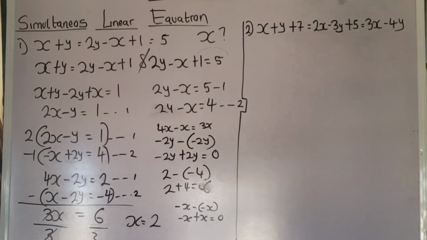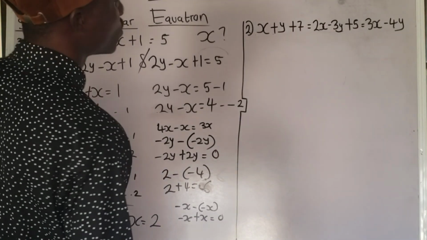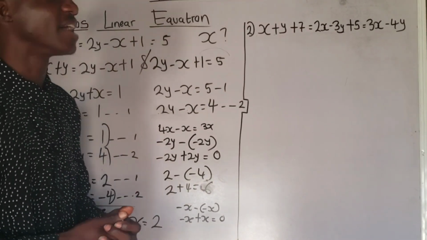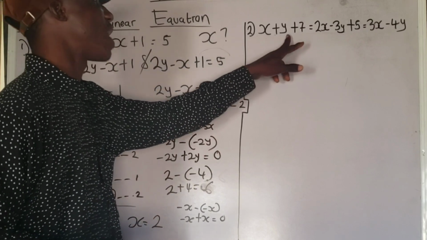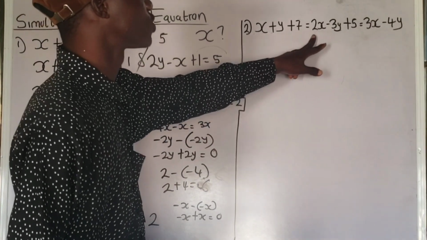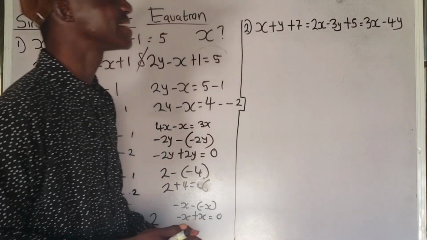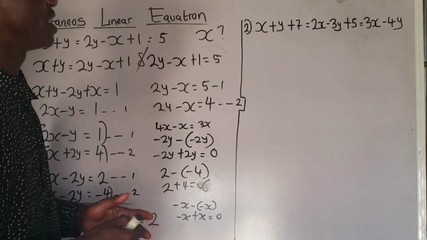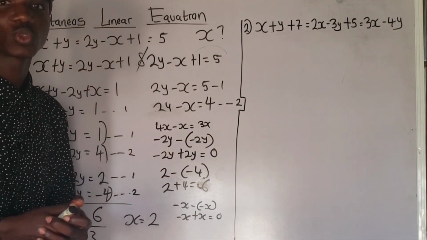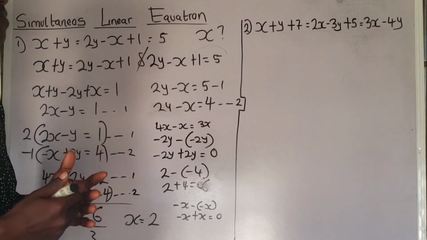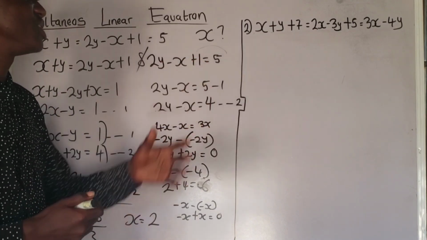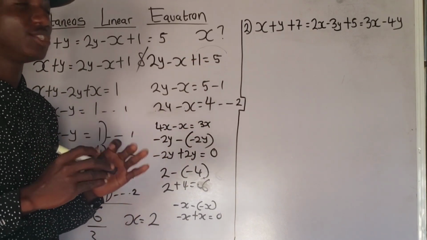Okay, we have the second question. We are asked to find the value of x and y if x plus y plus 7 is equals to 2x minus 3y plus 5 is equals to 3x minus 4y. Now, like we did for the first question, we first have to rearrange this equation. Let us rearrange it.